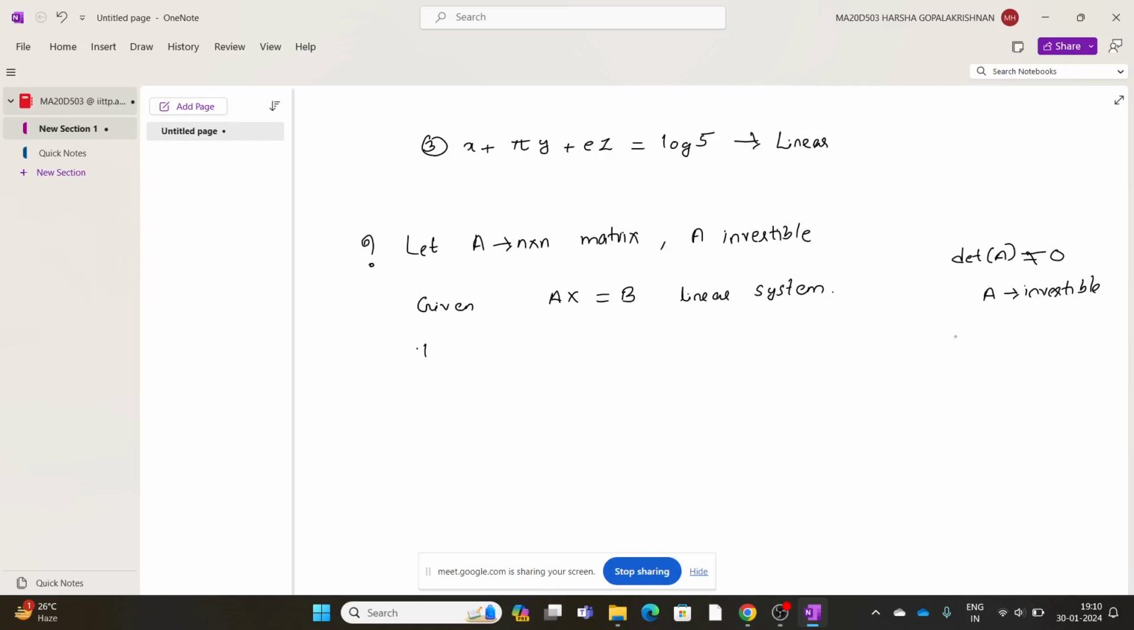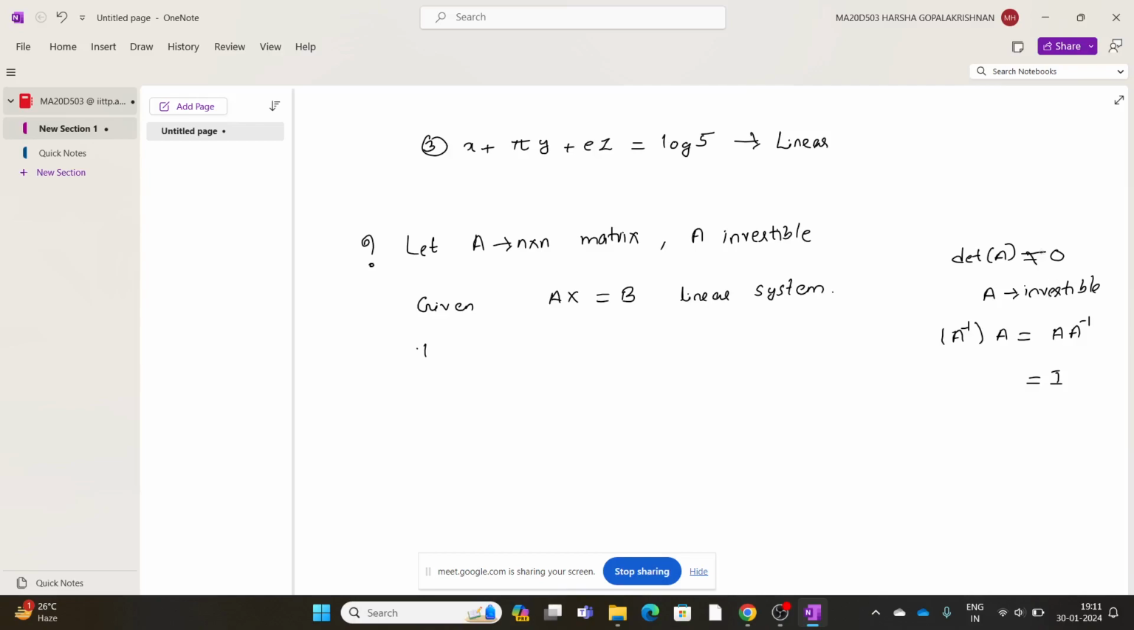Otherwise, we can say there exists a matrix A inverse such that A inverse into A equals A into A inverse equals the identity matrix. If such an A inverse exists, then also A is invertible. So both are equivalent conditions.